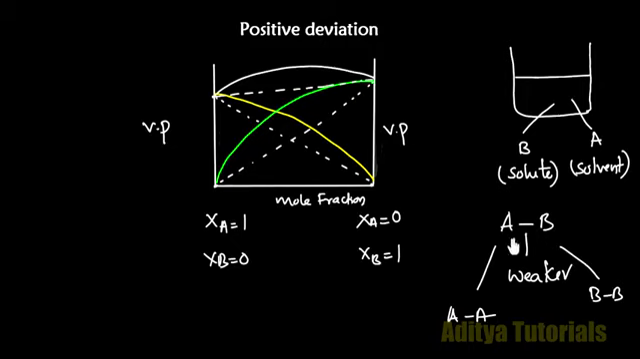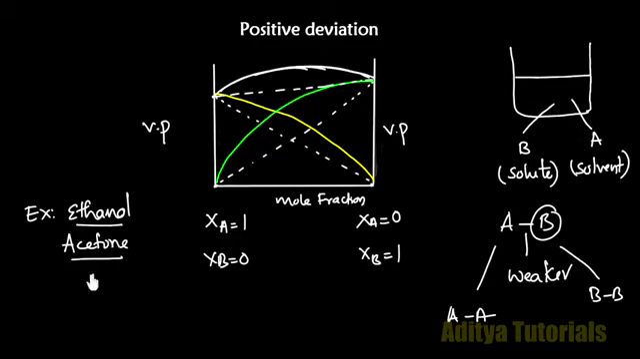And in such solutions, the escaping tendency, meaning breaking of the bond between A and B, is easy. That is, the escaping tendency of the molecule from the solution to convert into the vapor phase is easier. That results in the positive deviation. We can see here, we got the positive deviation. Okay, for example, a mixture of ethanol and acetone shows the positive deviation.